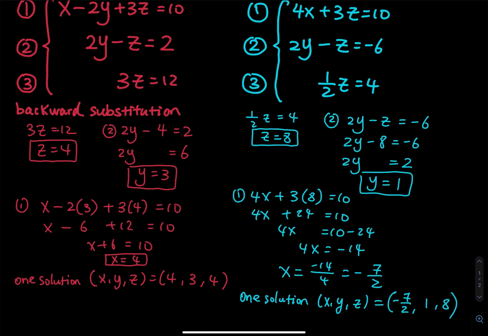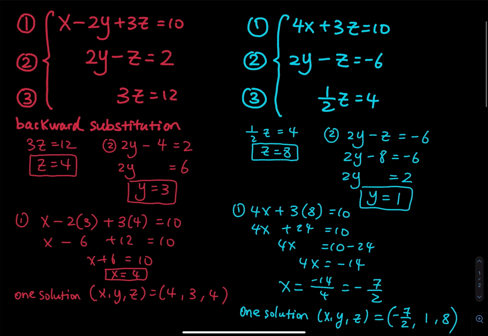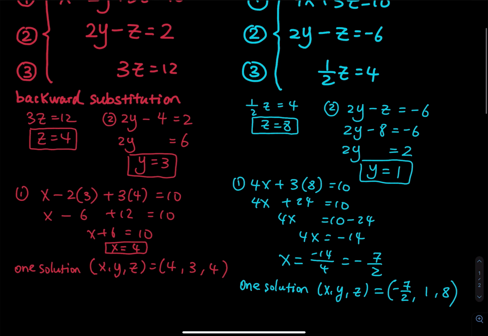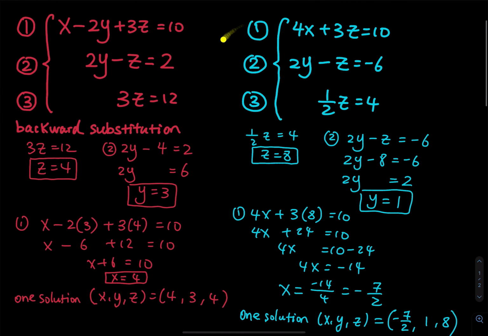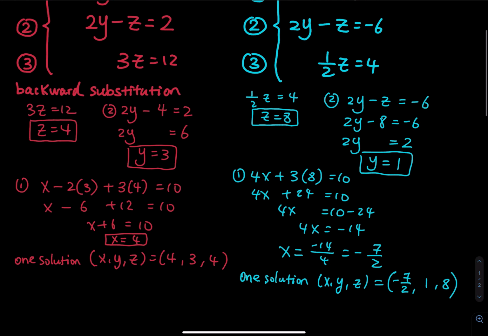Okay, what does this mean again? That means I have 3 planes, number 1, number 2, number 3. They live in a 3-dimensional space. They meet each other at one point or one line, and the location of that point is x equals negative 7 over 2, y equals 1, z equals 8. This x, y, z coordinate is the location of a point, and we say that these 3 planes meet at this location.